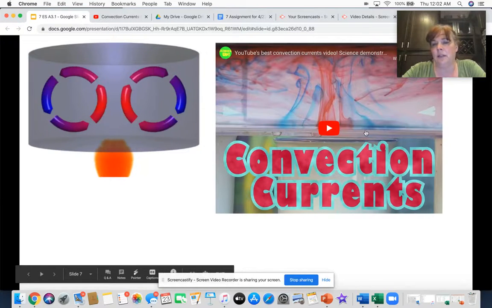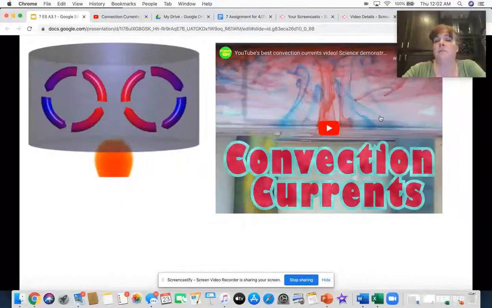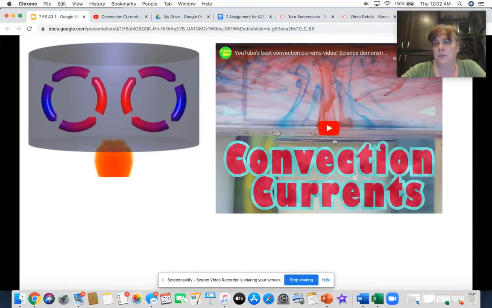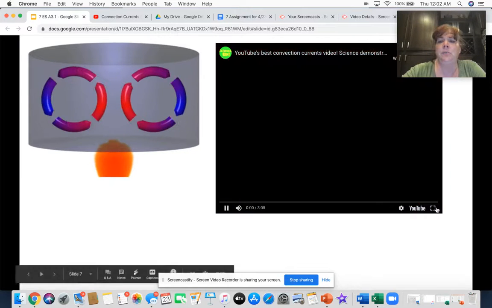It's talking about convection currents in a liquid, but it works the same in air as in water. What's really nice about this demonstration is it's using the colors in the water to show us what's going on. The first part's a little hokey, but bear with it. Okay, so I'm going to put this on full screen.